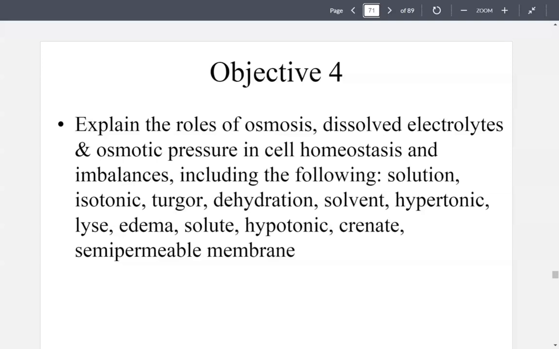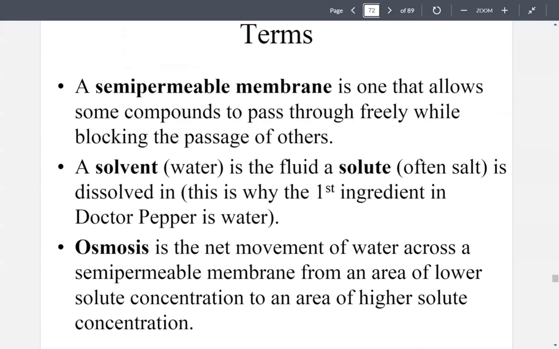All right, let's talk about osmosis. So, a couple of terms to refresh yourself with. A semi-permeable membrane is one that allows some compounds to pass through, but not all. Solvent is usually going to refer to water. It's whatever you are dissolving something into, while a solute, frequently a salt, is what is being dissolved.